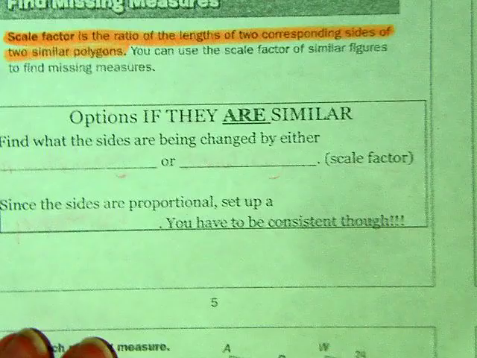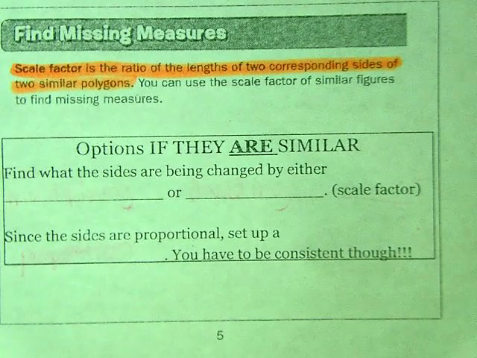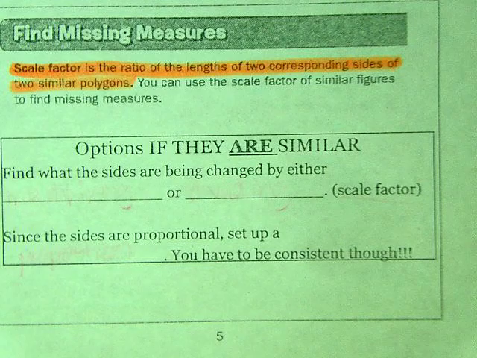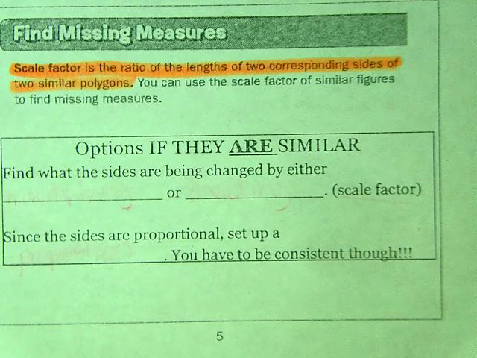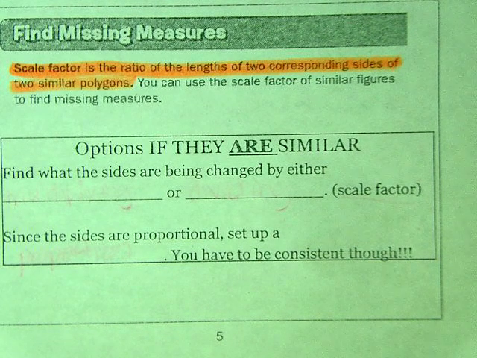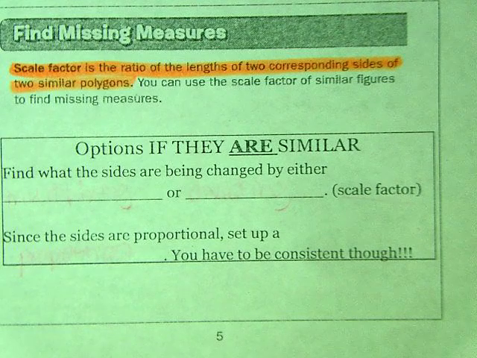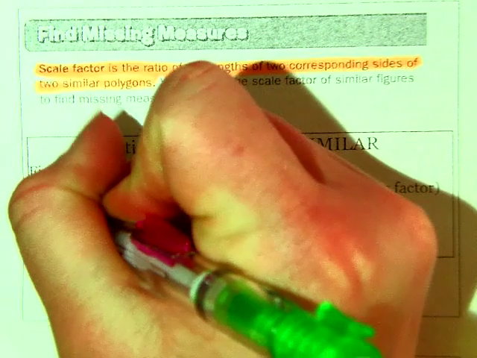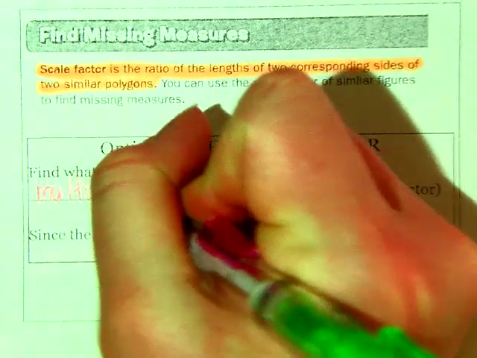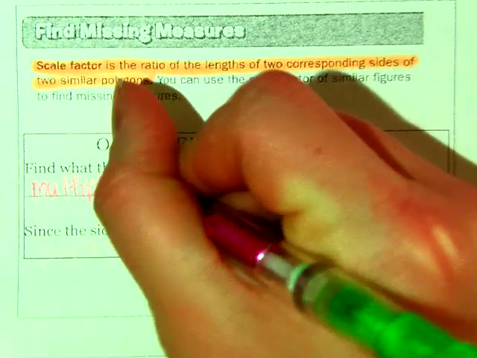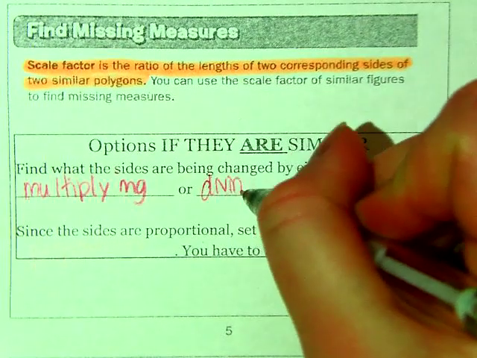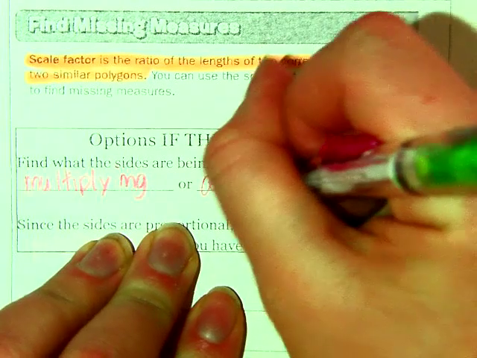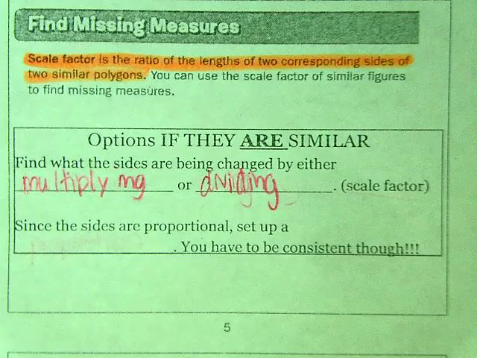On the back, another vocab word, scale factor. This is the ratio of the lengths of two corresponding sides of two similar polygons. You can use the scale factor of similar figures to find missing measures or missing sides. Options if they are similar. They have to be similar. Find what the sides are being changed by either multiplying or dividing. This would be called your scale factor. Multiplying or dividing. So something like it's half the size, divide, or it's 3 times as big. That would be multiplying and dividing.